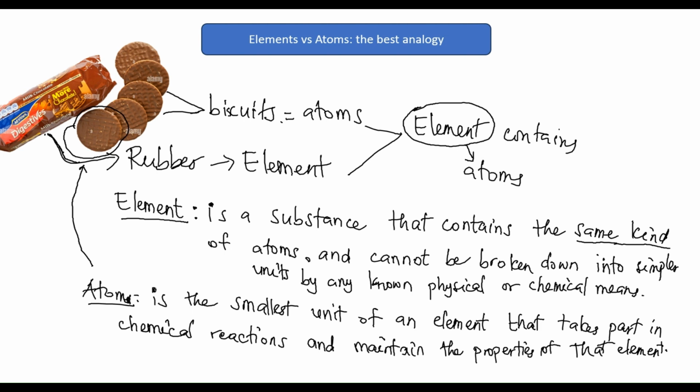An atom is the smallest unit of an element that takes part in a chemical reaction, meaning that's the one we eat, and maintains the properties of that element. Maintaining the property of that element is what I mean by recognizing the taste, the similarity. Yes, that's it. That's about elements and that's about atoms.